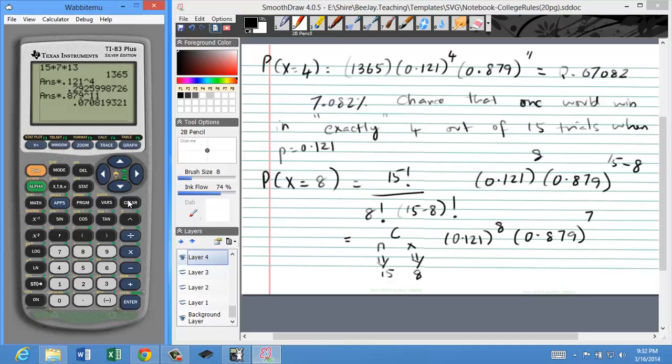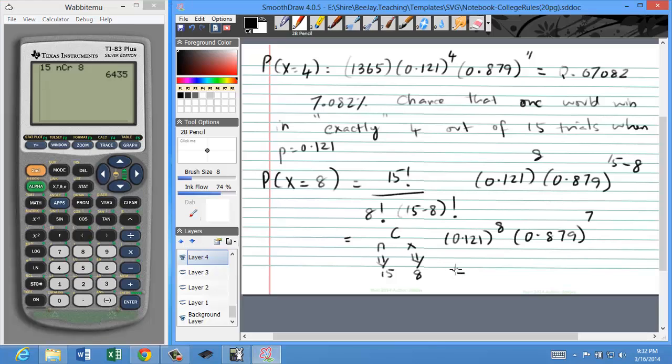We know using a calculator we could find n choose x, so I'm going to press 15, math, over to PRB, option 3 is combinations, followed by 8. That gives me 6435. Therefore, the probability now would become 6435 times 0.121 raised 8 and 0.879 raised 7.